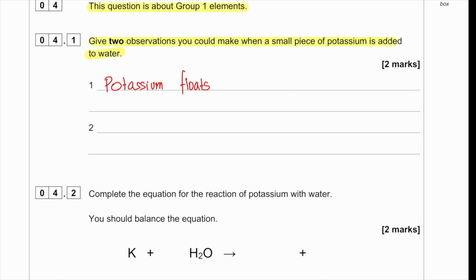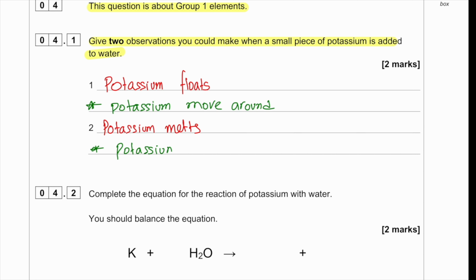The potassium will melt because it is reacting with water and the reaction is very exothermic. And the potassium will move around because the reaction will produce a lot of gases and the gases will cause the potassium to jump around. Potassium becomes smaller and eventually the potassium will catch fire. It will catch a flame and the flame color will be lilac.